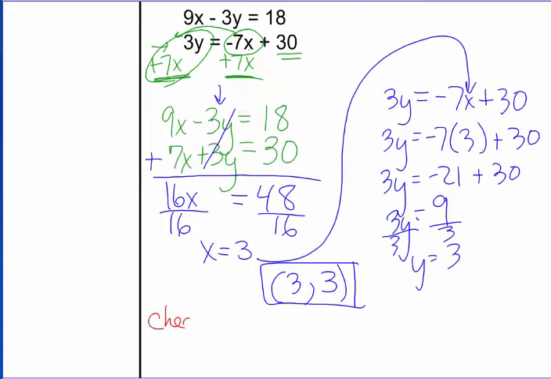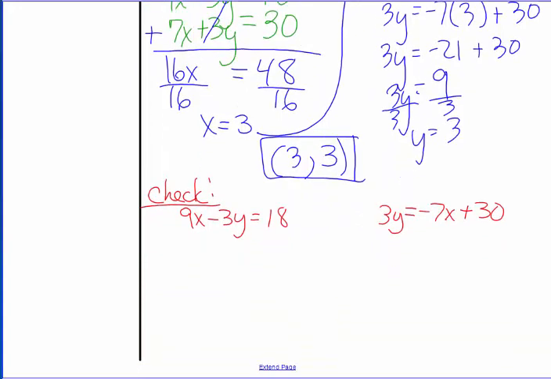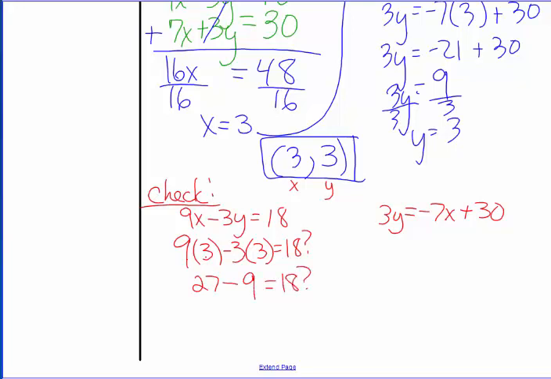And our final check. Remember, when you check, you have to check in the original equations. So that's my first equation. And then this was my second equation. X and y are both valued at 3. X is 3, y is 3. We're going to plug them in. So we get 9 times 3 minus 3 times 3 equals 18. That's what we're checking. 9 times 3 is 27. Minus 3 times 3 is 9. And we're checking to see that that equals 18. If you go 27 minus 9, get 18. Does equal 18, so that one's good.